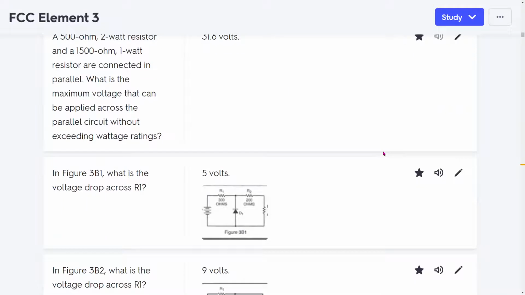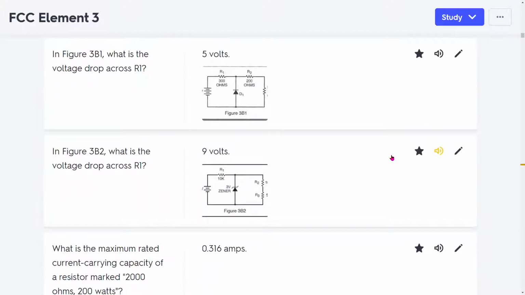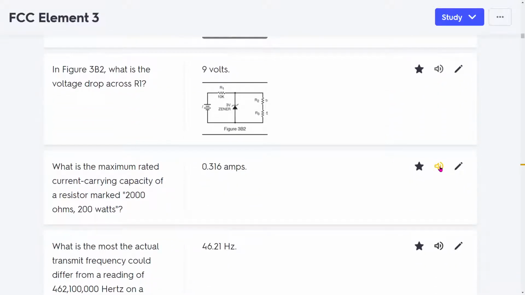31.6 volts. In Figure 3b1, what is the voltage drop across R1? 5 volts. In Figure 3b2, what is the voltage drop across R1? 9 volts. What is the maximum rated current carrying capacity of a resistor marked 2000 ohms, 200 watts?